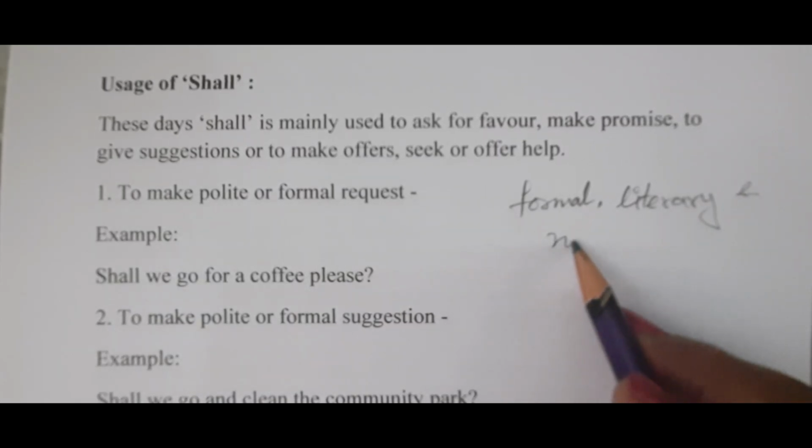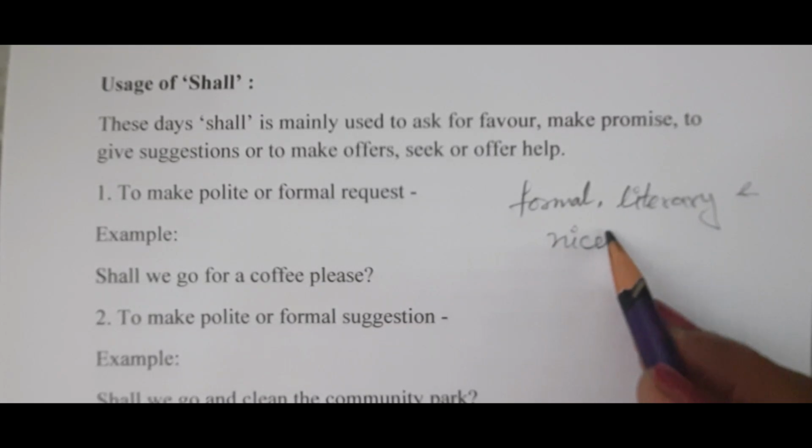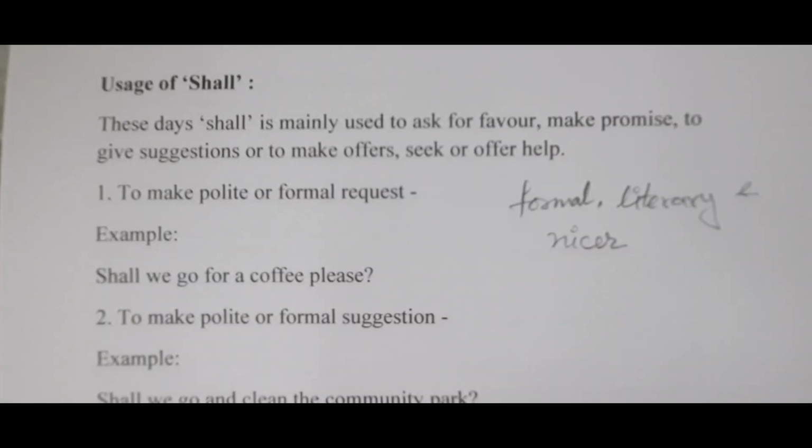When we try to be nicer to some people, there we use shall. To make a formal or polite request, we use shall. For a request, we can use will also. Will you please do this for me? Will you please help me? Here, when we talk about a polite or formal request, that time we should use shall.